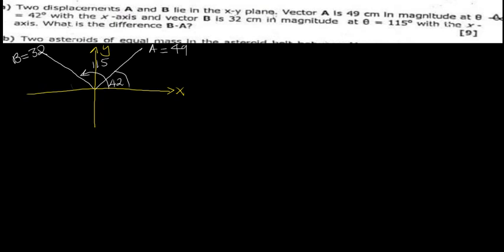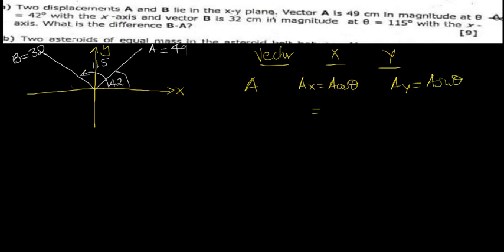So before we find B minus A, let's write the vectors in terms of the x component and then the y component. First we have vector A. How do you find the x component of A? That is AX. AX is going to be A cos theta, and then AY is going to be A sin theta. So for A, we're going to get 49 cos 42, and 49 sin 42. Let's find those.